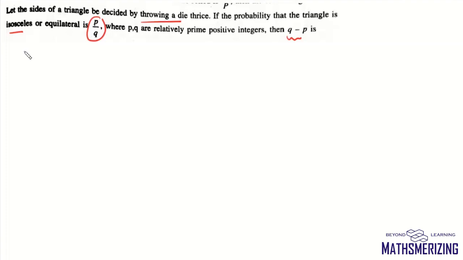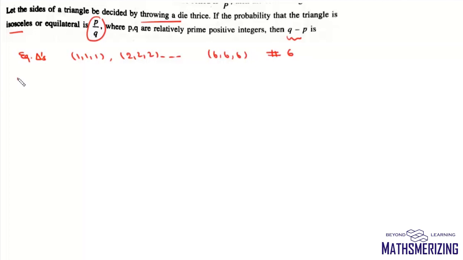Now, what we'll do is we'll start counting the number of equilateral triangles. Now, if we look at the number of equilateral triangles, there'll be 6 cases when we have 1, 1, 1, 2, 2, 2, up to 6, 6, and 6. So there'll be overall 6 equilateral triangles.